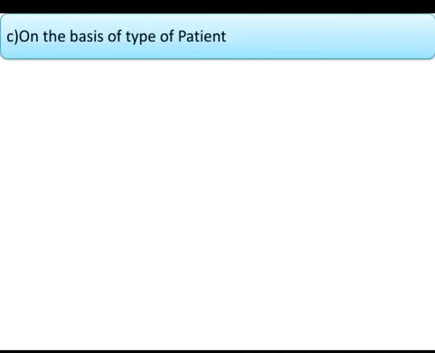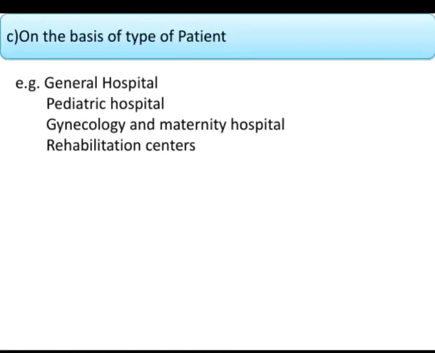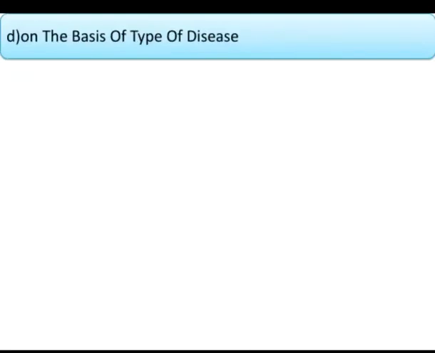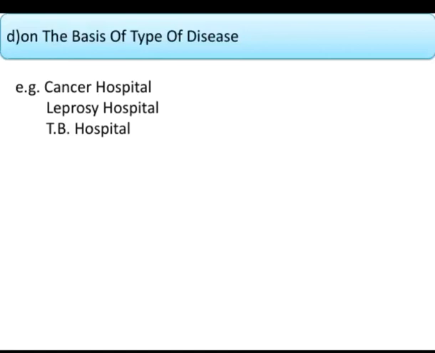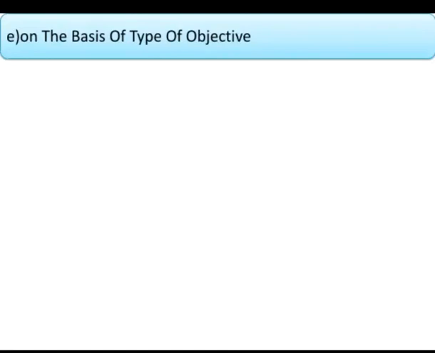hospitals. The third one is hospitals on the basis of type of patient. And the examples are general hospital, pediatric hospital, gynecology and maternity hospital, rehabilitation centers or accident hospitals. And the fourth one is hospitals on the basis of type of disease. And the examples are cancer hospital, leprosy hospital, or TB hospital.